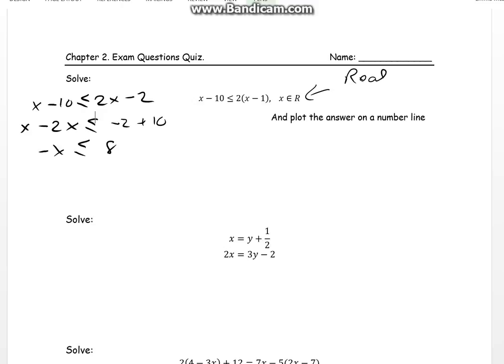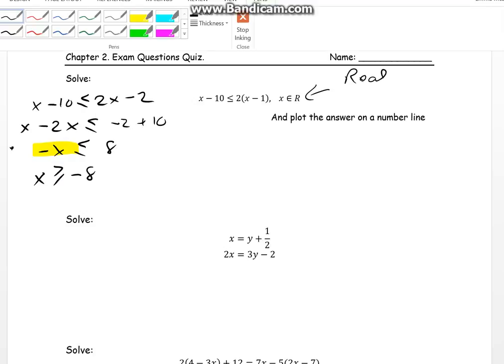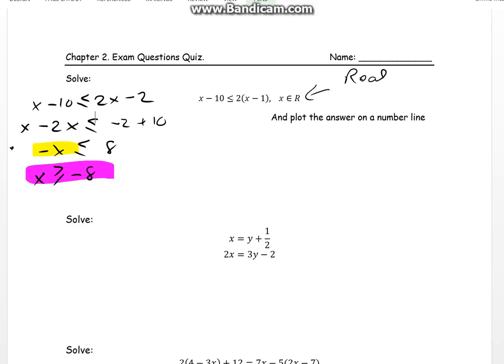We can never have a negative x like that. We never do in normal algebra, so we're not going to do it now, okay? We'll always change it. But in this case, if you change the sign of the x, it changes the sign of the 8, which it always does, but it will also change the sign of the inequality. So minus x becomes x, less than or equal to becomes greater than or equal to, and 8 becomes minus 8. So your answer actually turns out to be x is greater than or equal to minus 8.